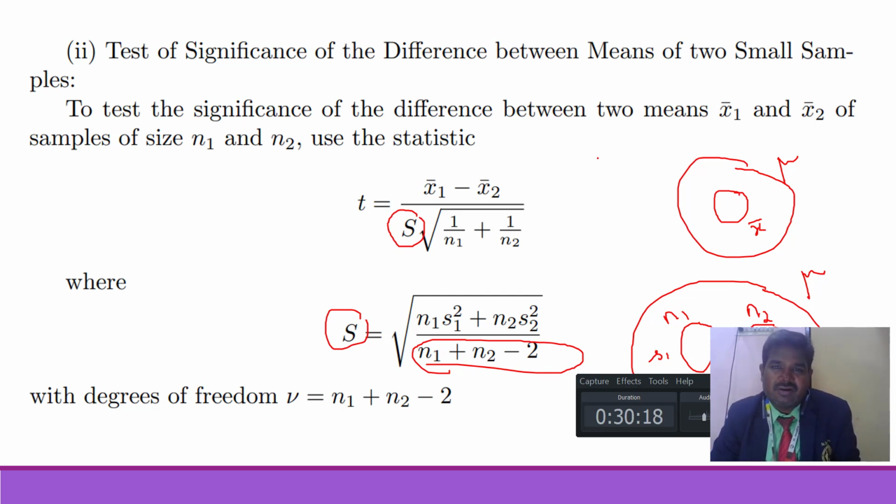If means come, we go for the student t-test. In that we need to analyze population mean and sample mean, or the difference between two sample means. So first we analyze step by step, then choose the suitable test, and then apply it and get the conclusion.